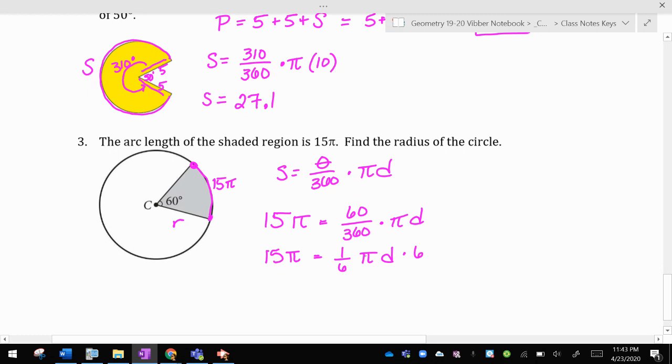So if I multiply by 6, I have pi d equals 90 pi. If I divide both sides by pi here, I would get d equals 90. The question says find the radius of the circle. So if my diameter is 90, each radius is 45.